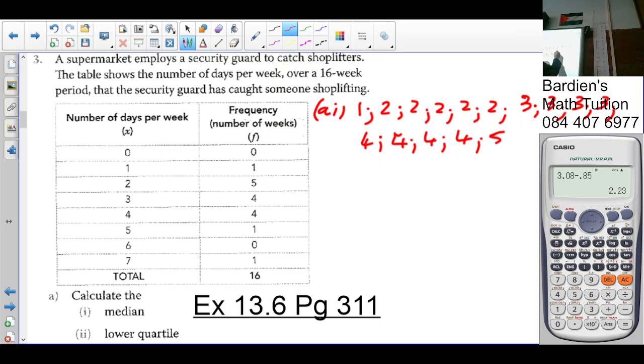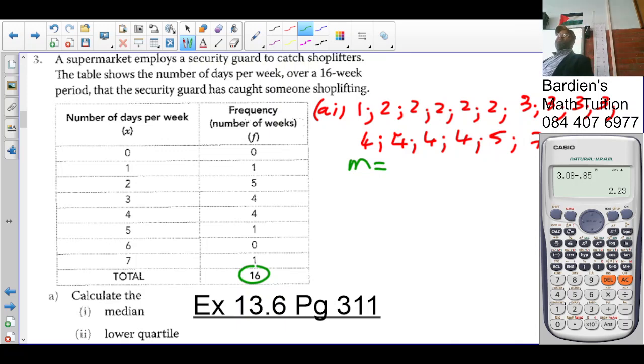There's 1 five, no sixes, and 1 seven. Okay, so I've answered the question. Now, what is the median mark? The median is the middle number of sorted data. There are 16 of those entries, not so? Right, so the median is going to be 16 divided by 2, which is 8.